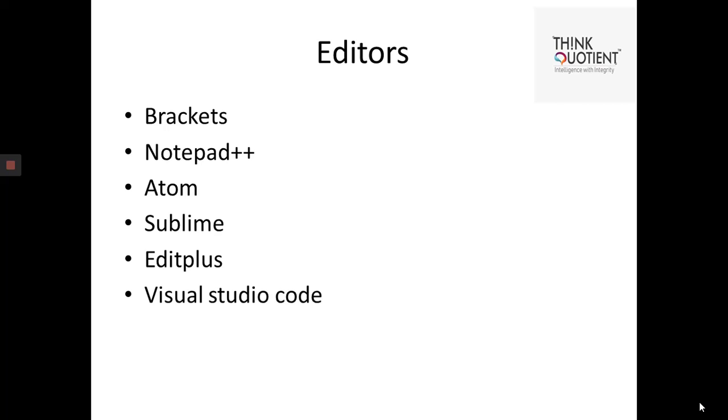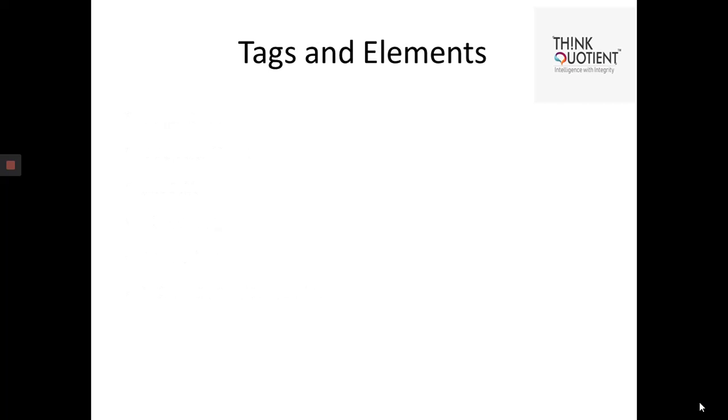Whenever you want to write an HTML document, you can use multiple code editors. It is okay if you don't want to use any code editor; you can simply start with Notepad. You can use Brackets, Notepad++, Atom, Sublime, EditPlus, Visual Studio Code, etc. There are n number of code editors available in the market. You can use any one of them to start with. I will start a few codes with Notepad and after that I will use Sublime. Let's look at the next topic, tags and elements in HTML.